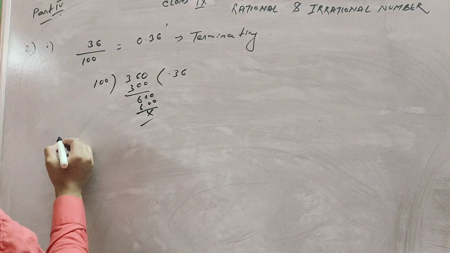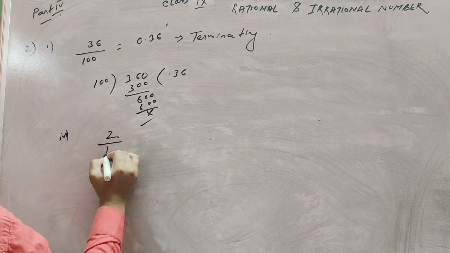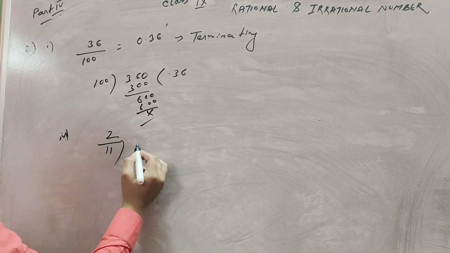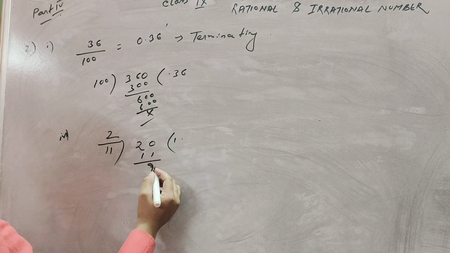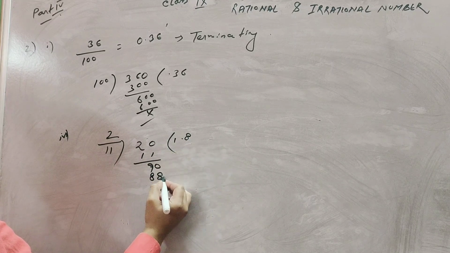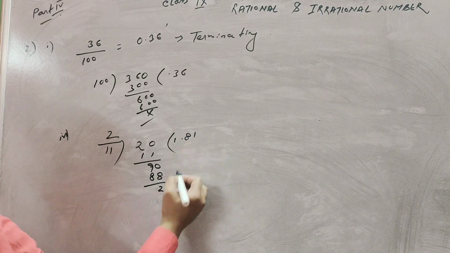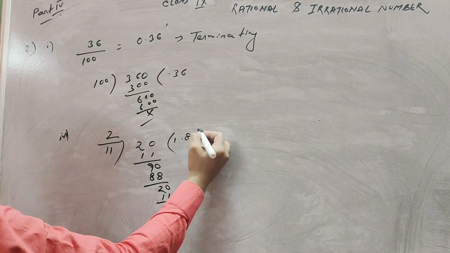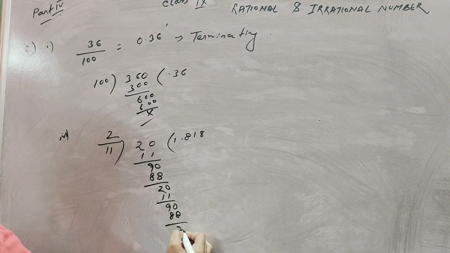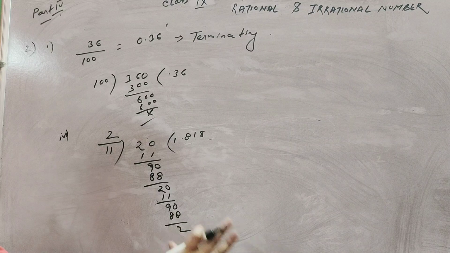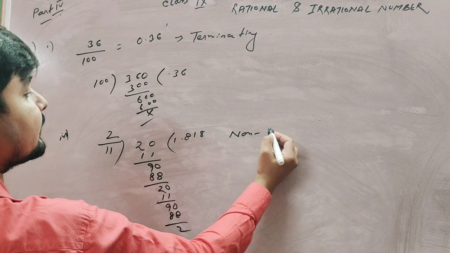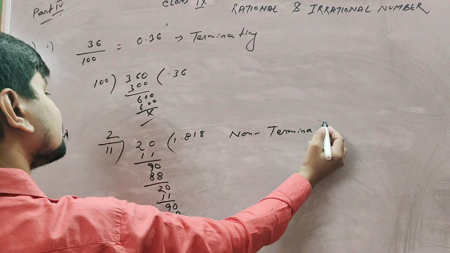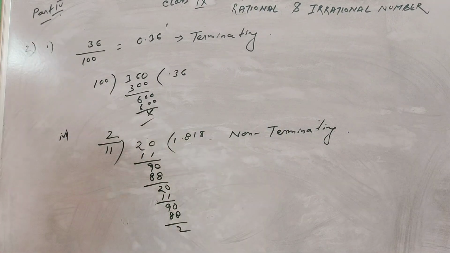One more question. Question number 4, 2 upon 11. Whenever you divide this one, it always continuously goes on, the remainder never becomes 0, so the answer is non-terminating. Done? Okay, note.